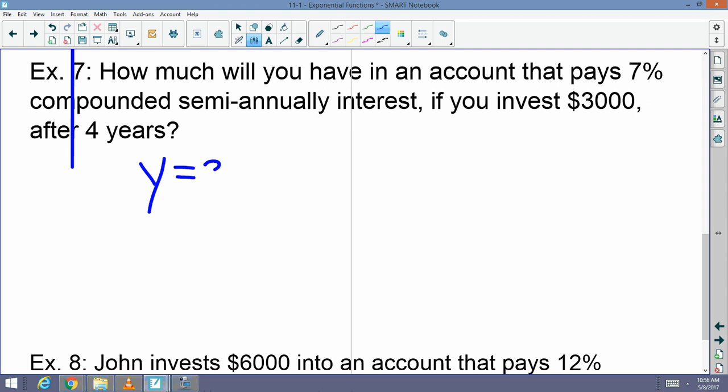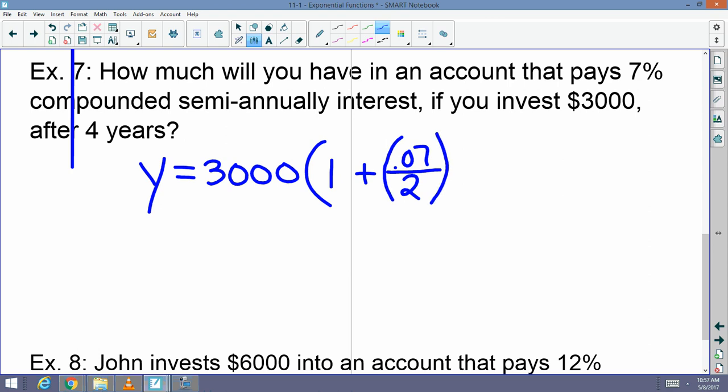3,000, because that's my initial amount. Now, 1 plus 0.07 over 2. Be very careful. Look at what I did there. I did not go 1 plus 0.07 and then divide that by 2. No. It's 1 plus 0.07 divided by 2. That's a separate entity, okay, guys? And then that raised to the 4th power.